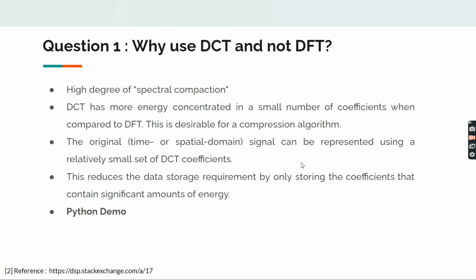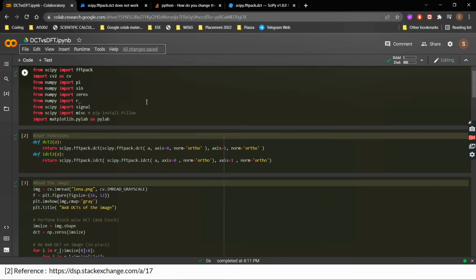For example, suppose we are implementing DCT on an 8x8 block, that is a 64-point DCT, then we will have 64 coefficients at the output, but most of the energy will be concentrated in fewer of these coefficients, not all of them. So we will require very little storage to store these coefficients and ignore other coefficients which have less energy. To demonstrate this, we have a Python demo wherein we will be comparing the DCT and DFT algorithms.